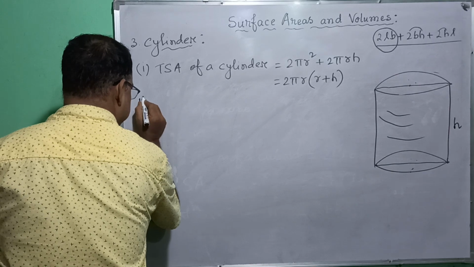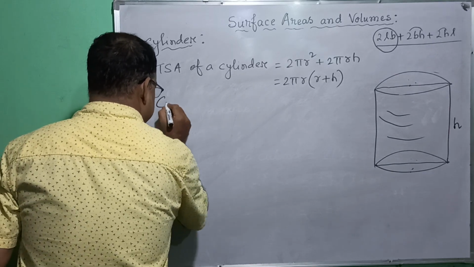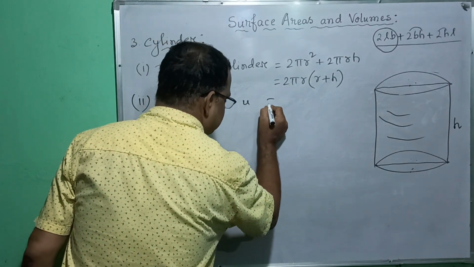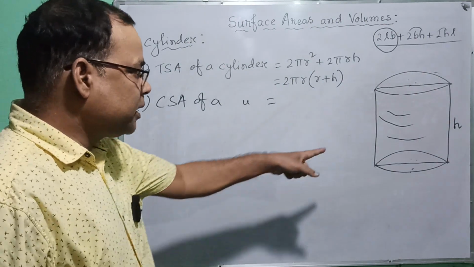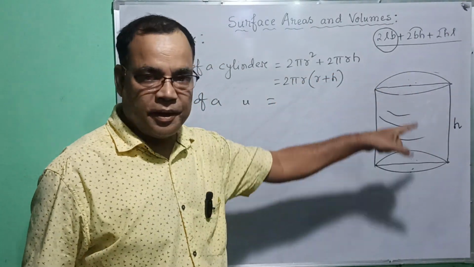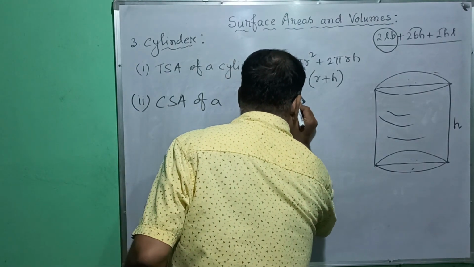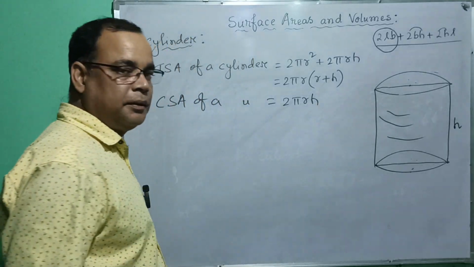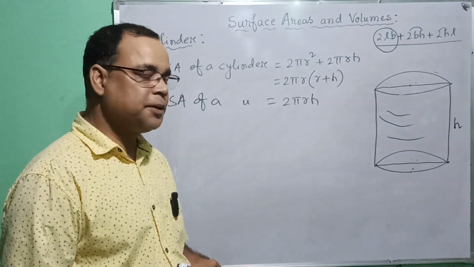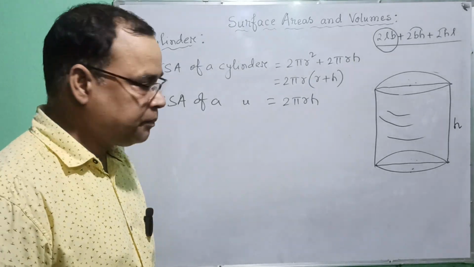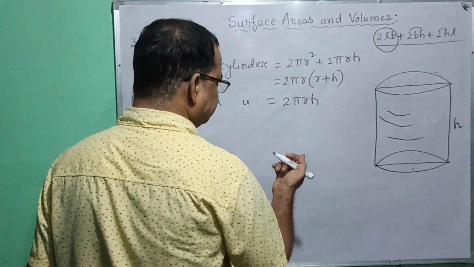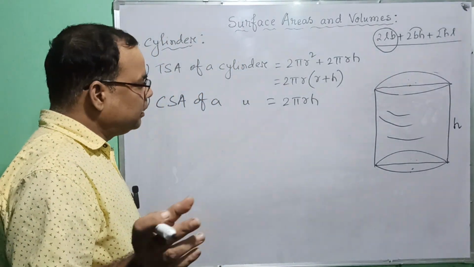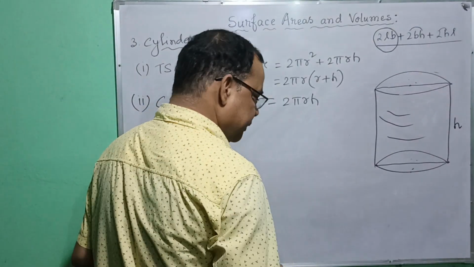Now number 2, CSA, meaning curved surface area of a cylinder. The curved surface area we have already found. So what is the curved surface area? It is only 2 pi r h. As for pi, the value of pi we consider is 22 by 7, if it is given. Otherwise, in some questions it is given as 3.14. So according to the question, we'll put the value of pi.